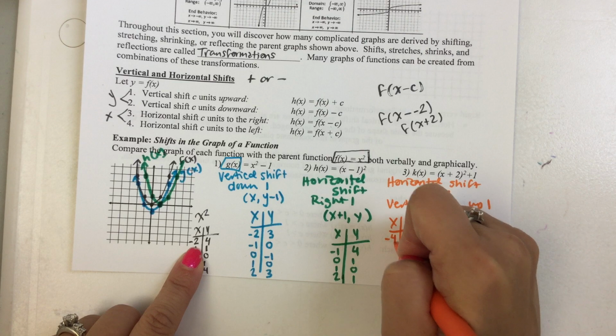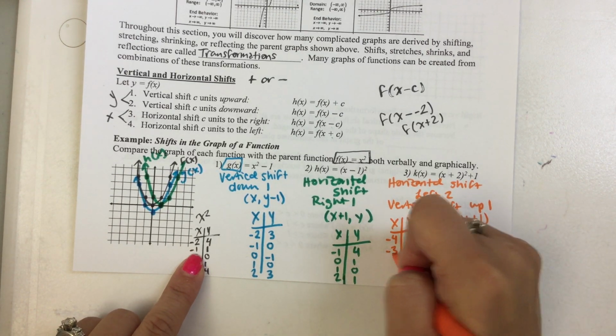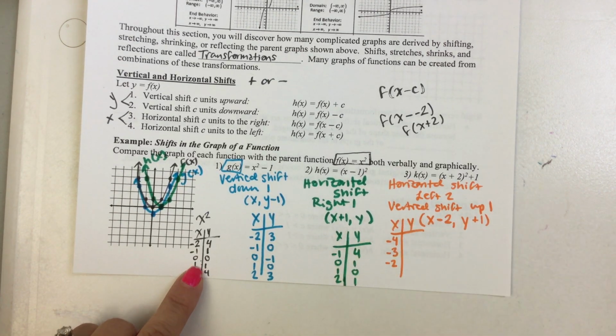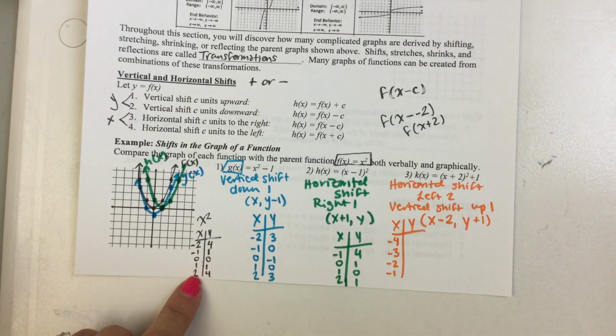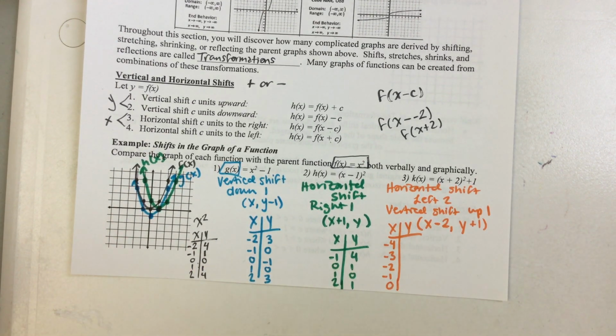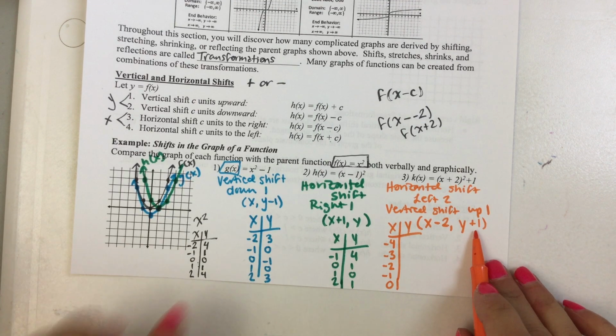-2 minus 2 more is -4. -1 minus 2 is -3. 0 minus 2 is -2. 1 minus 2 is -1. 2 minus 2 is 0. Then I need to take all the y's and add 1.